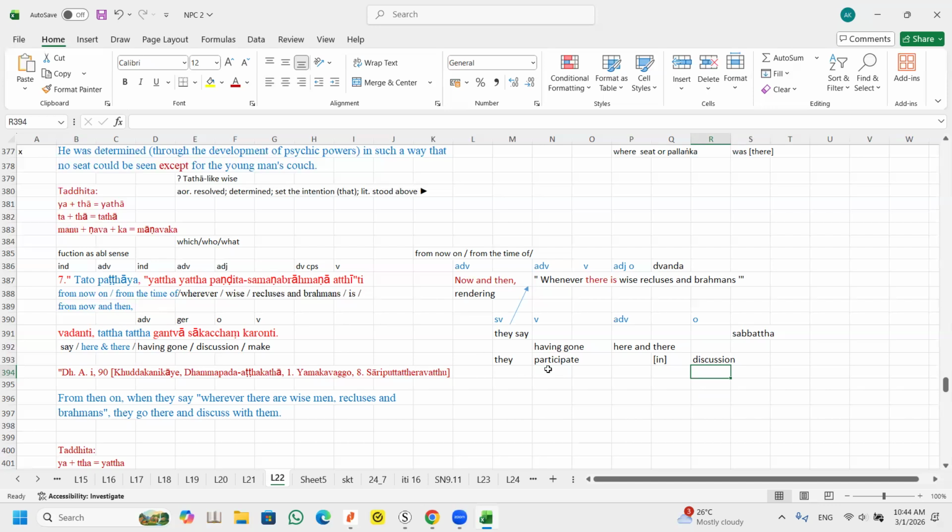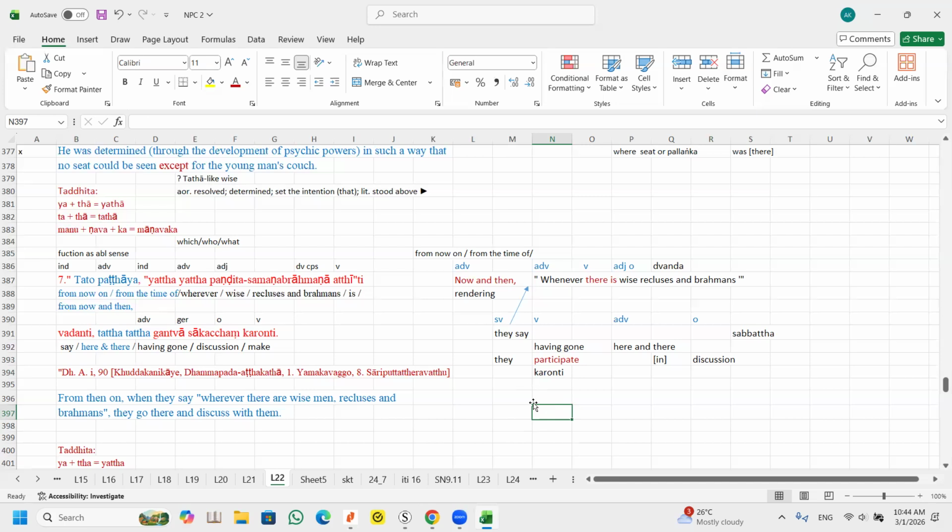They participate. You can see this word karoti, we have to change it again. Understand? Karonti means not "make," they participate. Again, this is called rendering. If you don't understand that and stick strictly to your dictionary, you run into problems. That means they participate in this discussion. That is the whole idea. Understand?